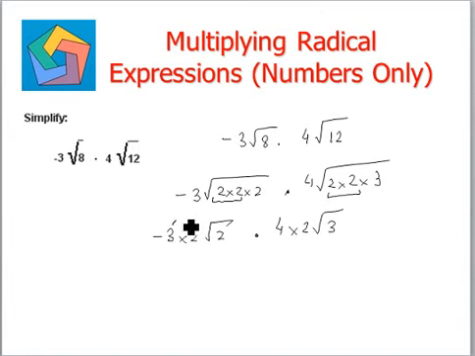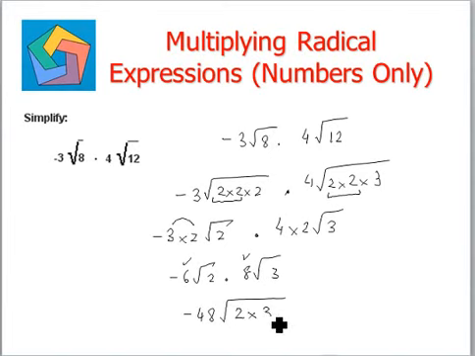Negative 3 times 2 is negative 6 root of 2 times 8 root of 3. So negative 6 times 8 is negative 48, and radical 2 times 3. This is equal to negative 48 radical 6 or square root of 6. This is the final answer.